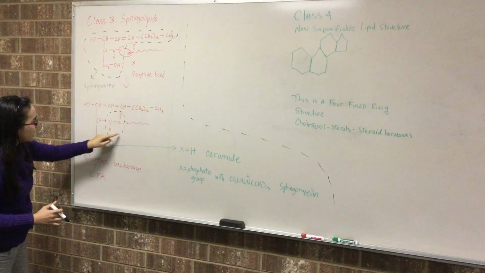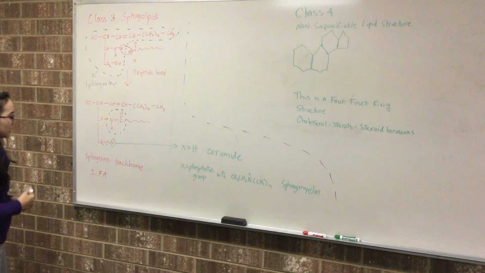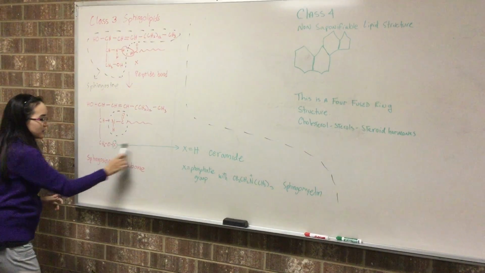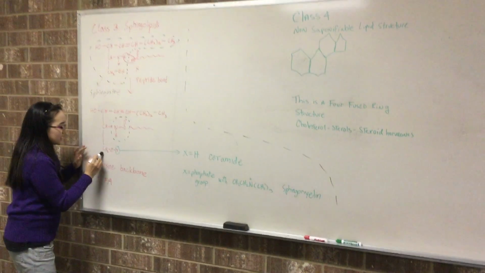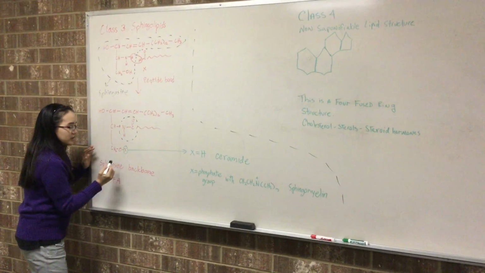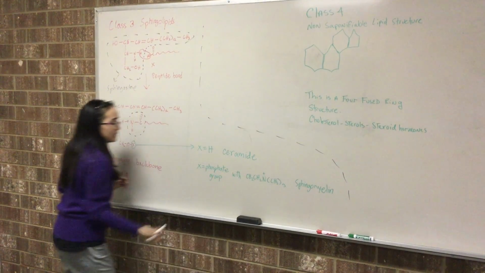Here's the peptide bond right here. N to H, N to C, C to O. This X, let's go over here. If this X is equal to an H, so CH2OH, that compound would be called a ceramide.